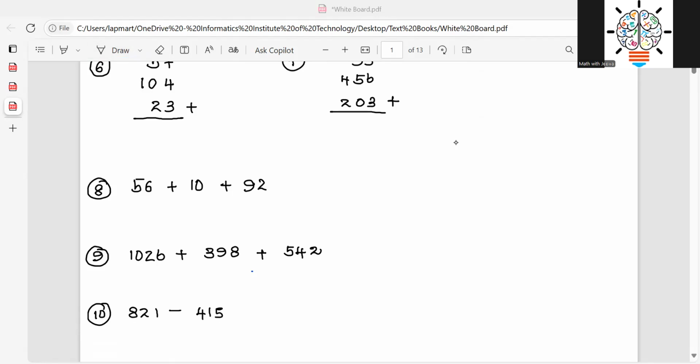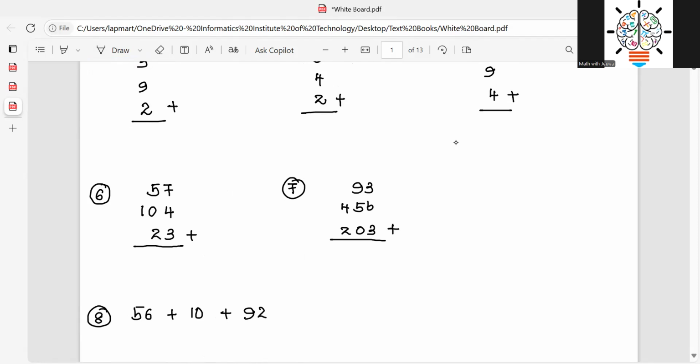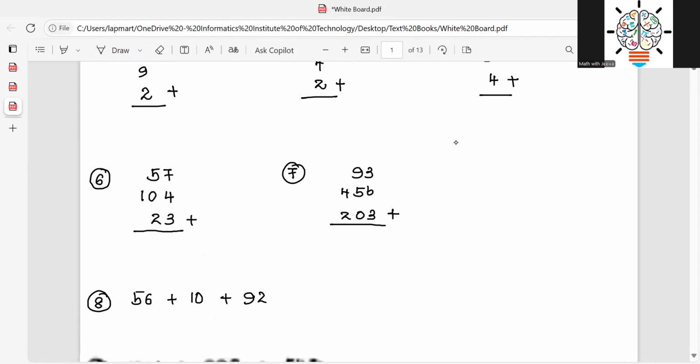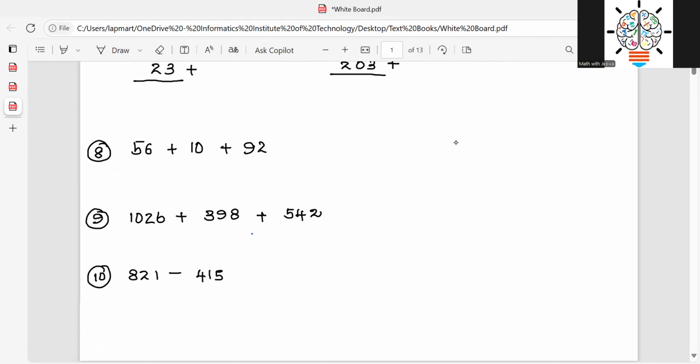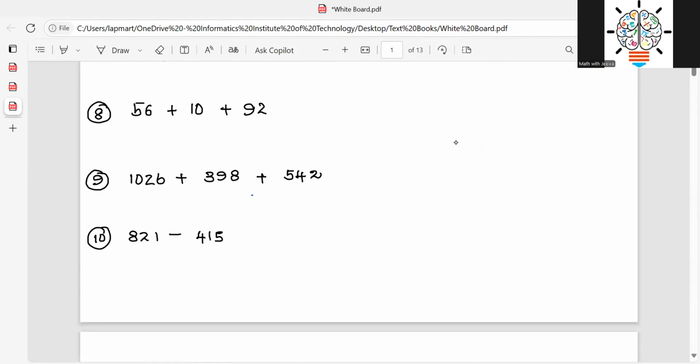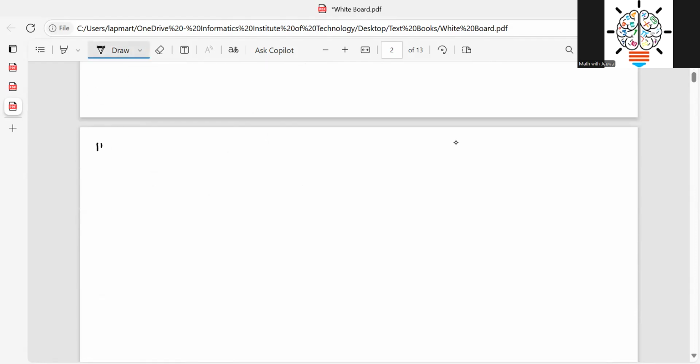Now you can see that you do not have numbers with one digit. Now you have big numbers, and some of the questions are in the vertical format, and some of the questions are in the horizontal format, and you know what to do when you have something like this. Okay, then I'll move to the next one.